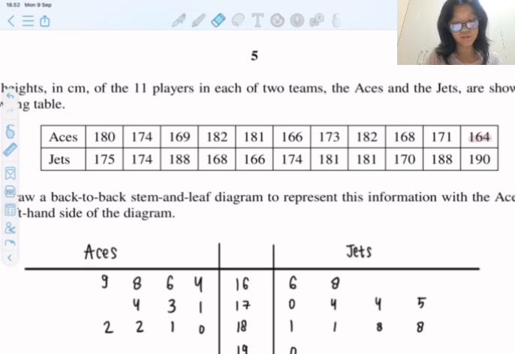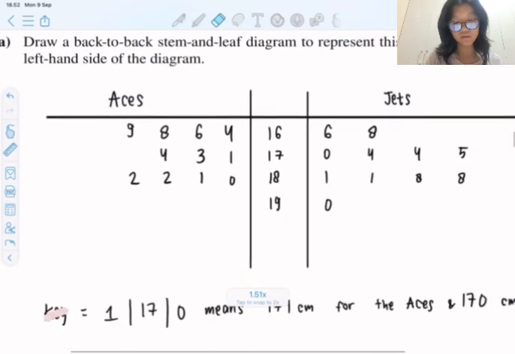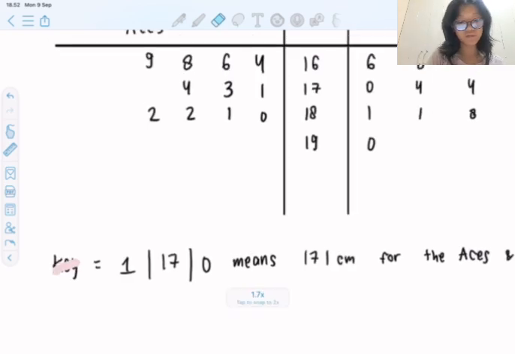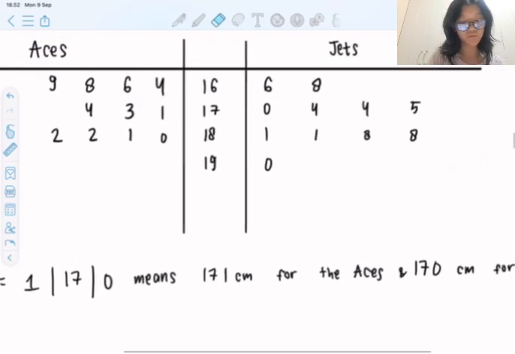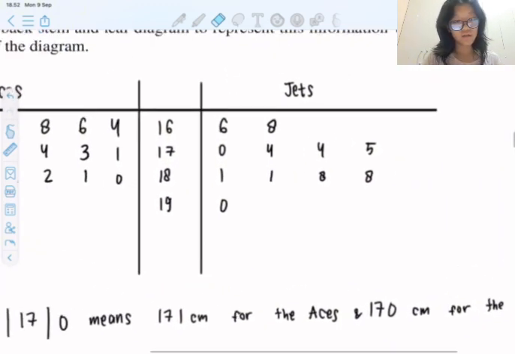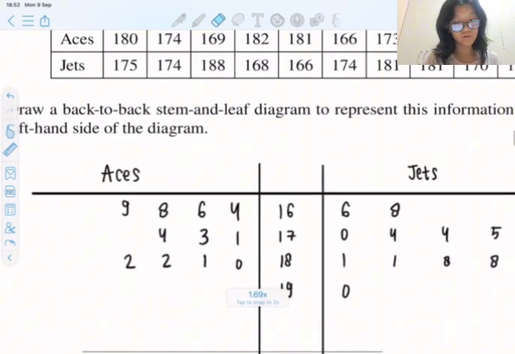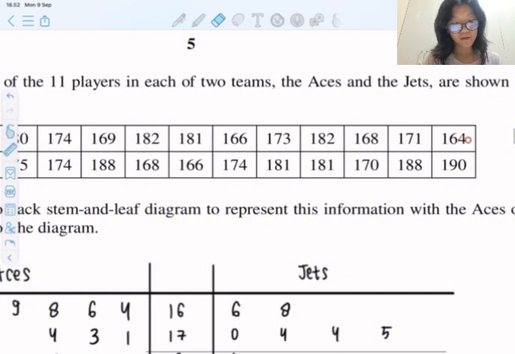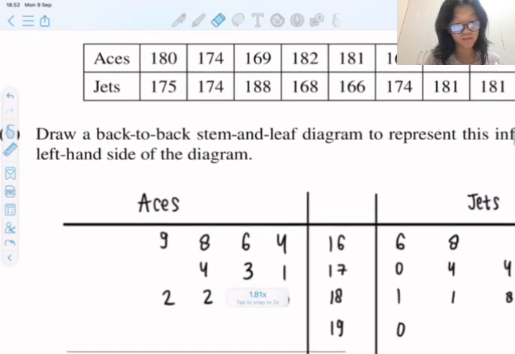As in, the key for this one is 1/17/0 means 171 centimeters for the Aces and 170 centimeters for the Jets. So as you can see, for example, the lowest height in the Aces is 164. So this one is 16 and this side is 4.